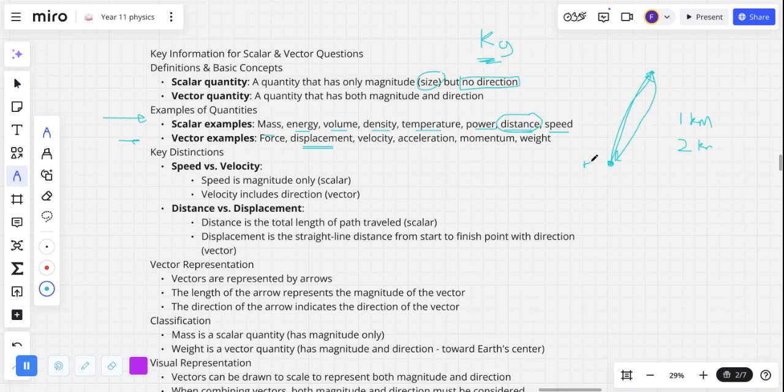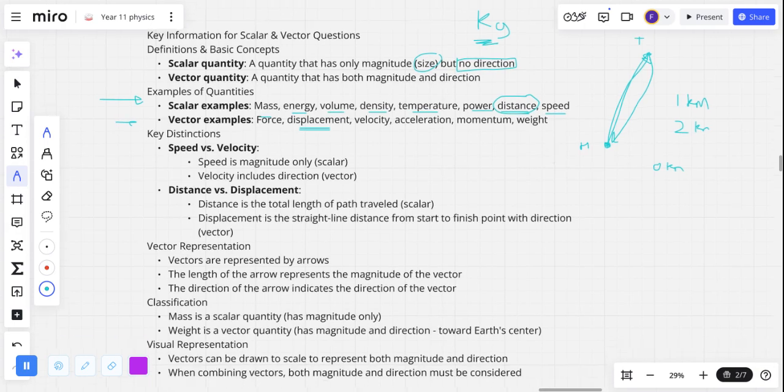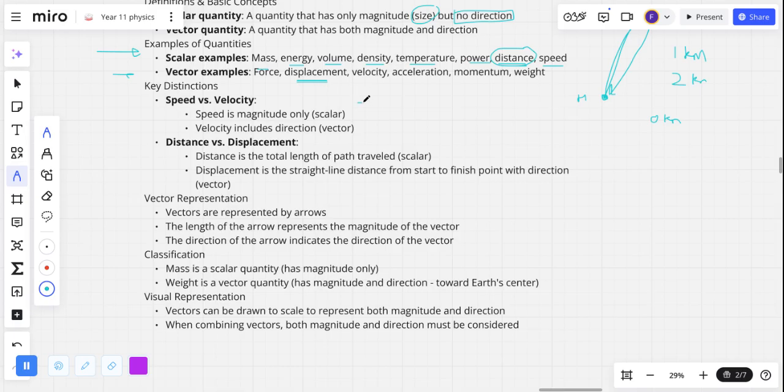So if you started here, H at home, and here is Tesco's, T, and I said to you, you've gone to Tesco's and you come back, what is your displacement? Your displacement is 0 kilometres. It is the distance away from your starting point, and it is a vector. All right. So these are examples of what I've just spoken about.